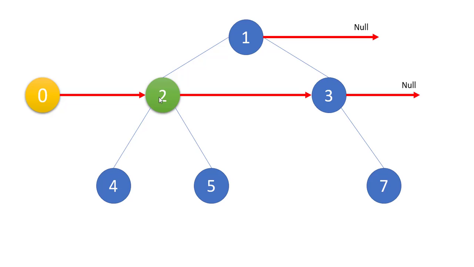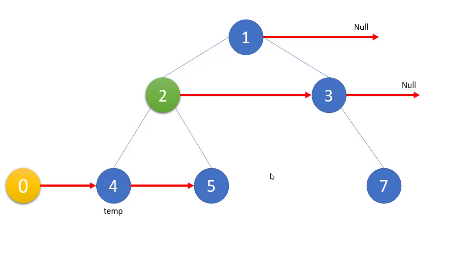When we move to this 2 node, that is the left pointer, we will again create a new dummy node temp which will next point to the left of the root node. And similar to what we did in this, we will reach 5. Once we reach 5, we need to attach its next pointer to the 7.